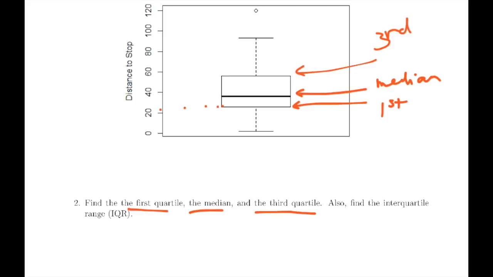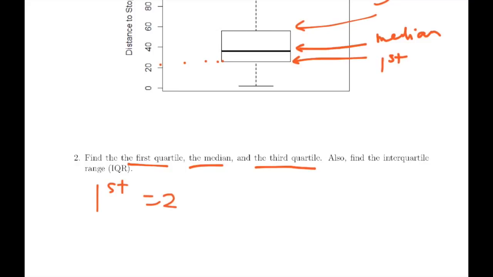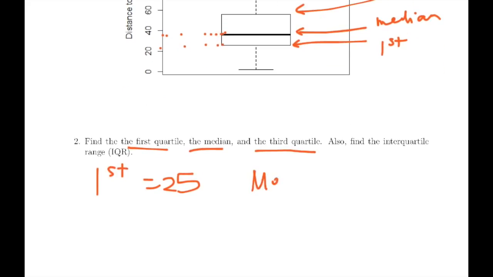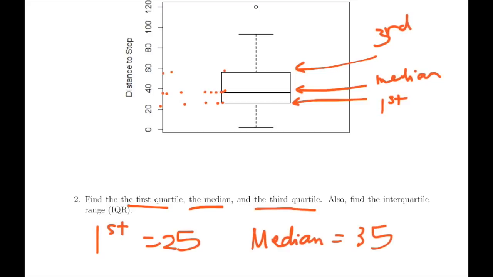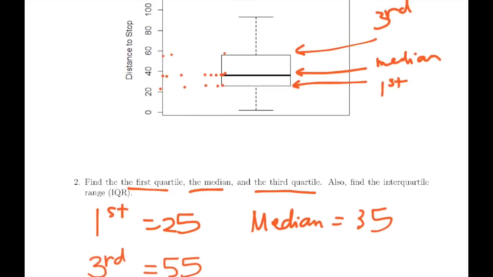If we look at the values on the y-axis, the first quartile is about 25. So the first quartile is 25, the second quartile or the median is about 35, and the third quartile is about 55. Okay, so basically here we're just giving approximate first quartile, median, and third quartile because we don't have the actual data set, but approximation is good enough for this problem.